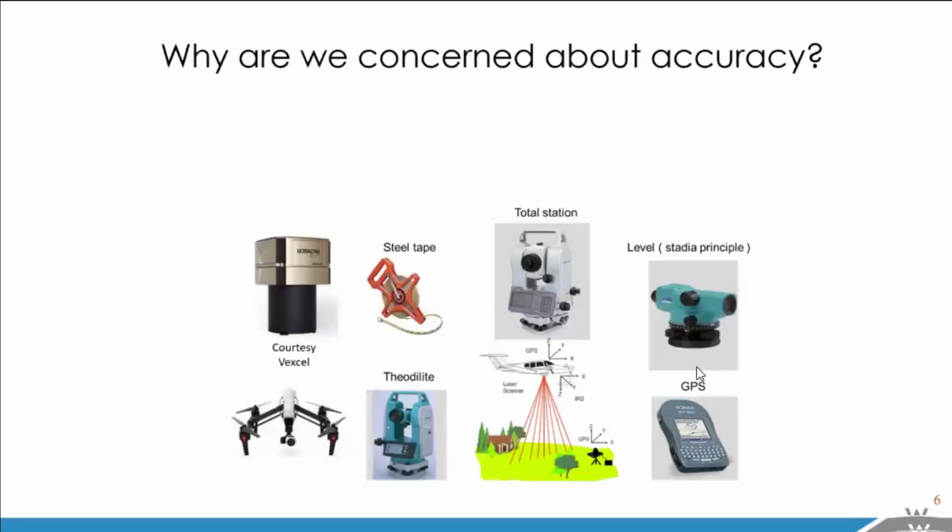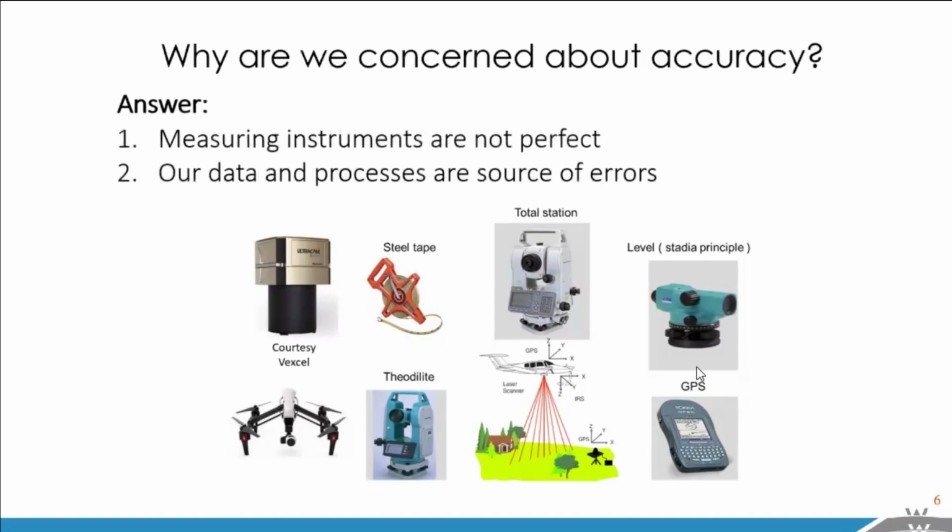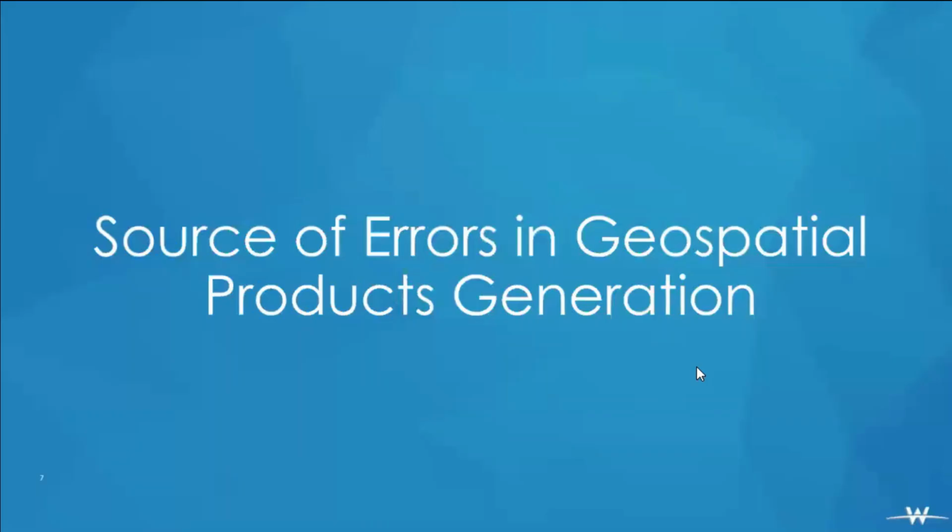So why are we concerned about accuracy? The simple answer is all our measuring techniques are not perfect. They always have error, no matter how accurate the technique is, whether laser, total station, or GPS. They all have sources of error that we cannot eliminate. And the error we're talking about, I will define it in the next few slides, is the random error, which we can minimize, but we cannot eliminate it. We will never be able to eliminate it.